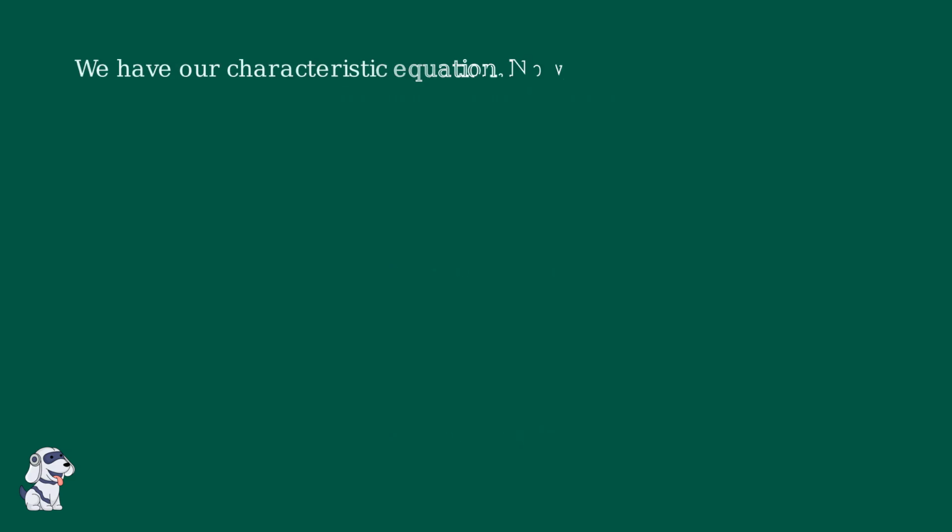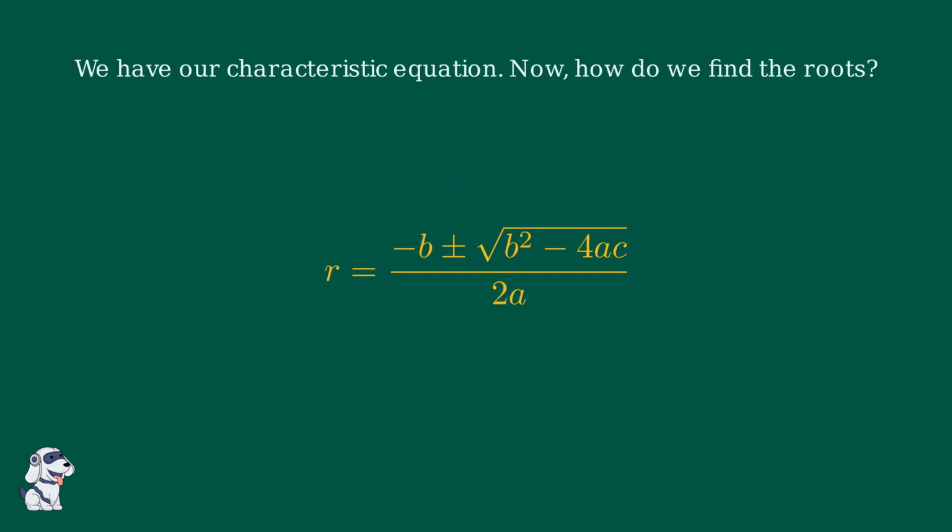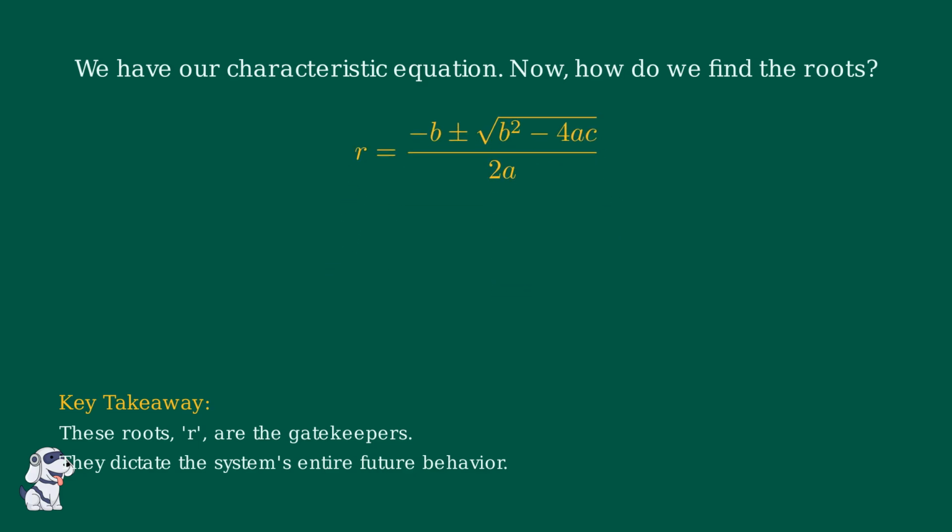We have our characteristic equation. To find the roots, we turn to the trusty quadratic formula. The quadratic formula gives us the roots. Think of these as the gatekeepers of our system. They hold the secret to how it will behave over time.